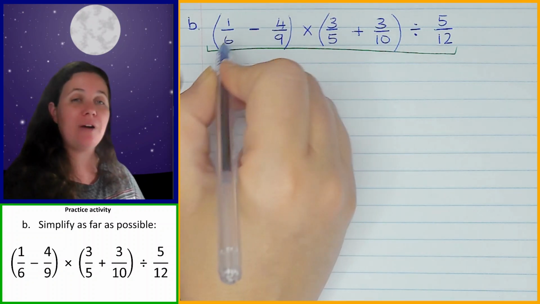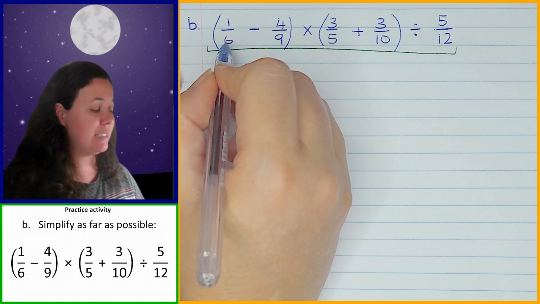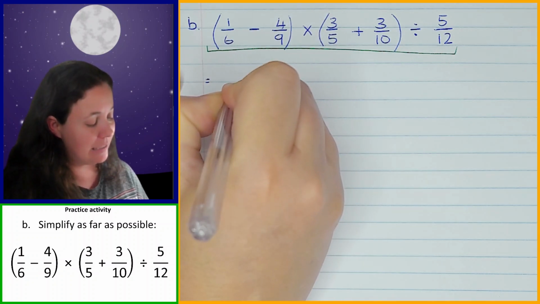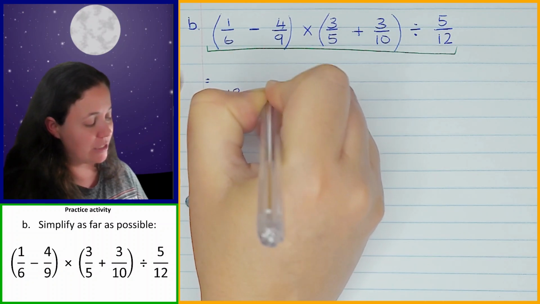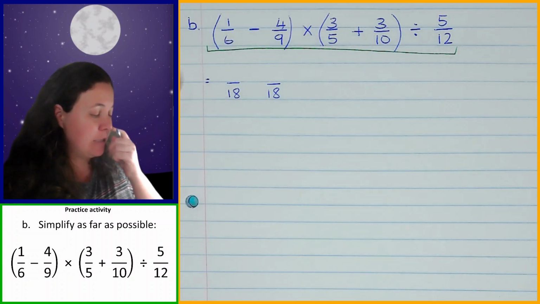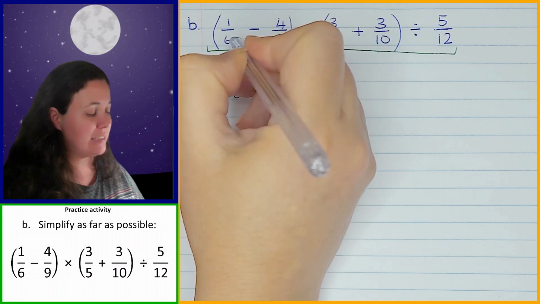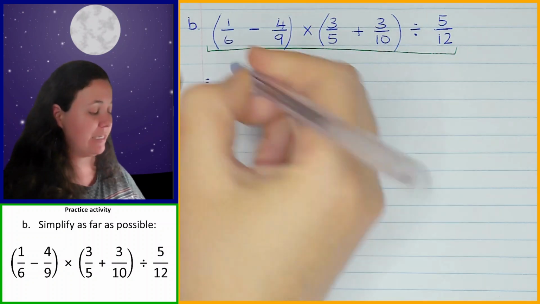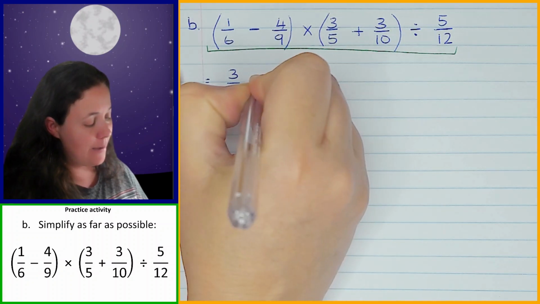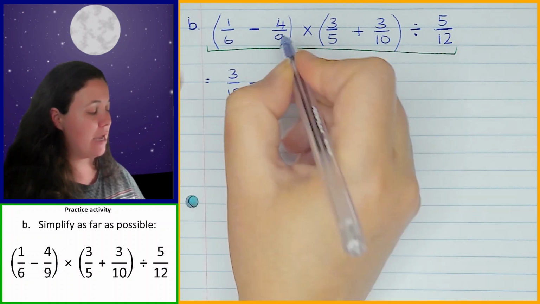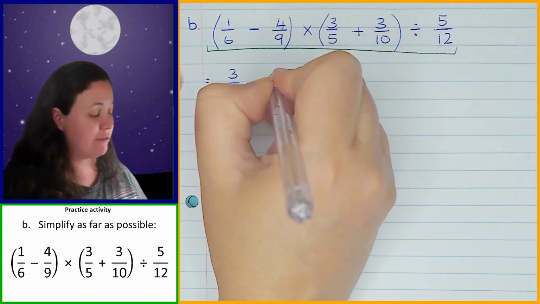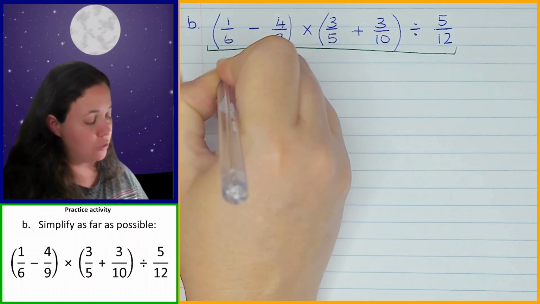So first I need to find my LCD. My denominators here are 6 and 9. The LCD there is going to be 18. So I'm going to have 18 and 18 as my denominators for these two fractions. So over here I've got 1 over 6. I need to multiply the 6 by 3 to get 18. So I need to multiply the top by 3, and that gives me 3 over 18 minus, and over here I multiply the 9 by 2. So I need to multiply the 4 by 2, and that gives me 8. And all of that is still in brackets.